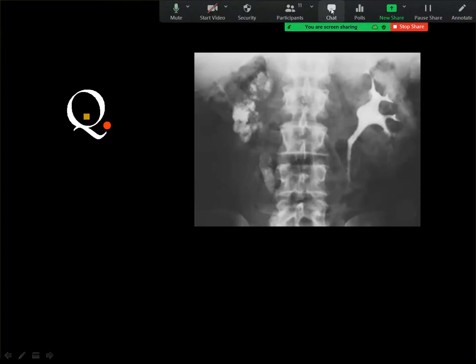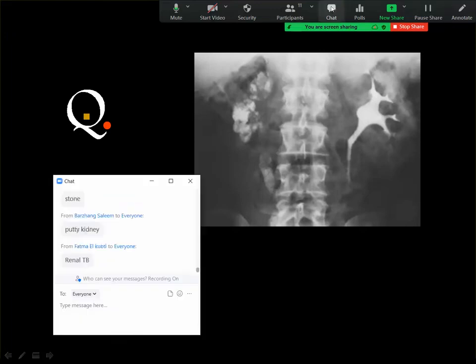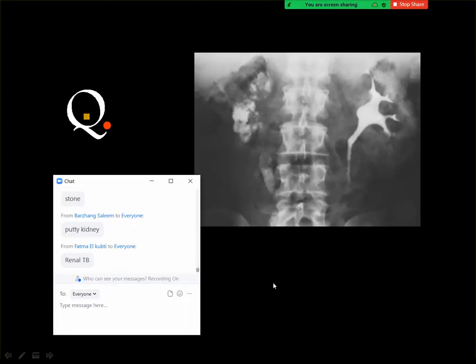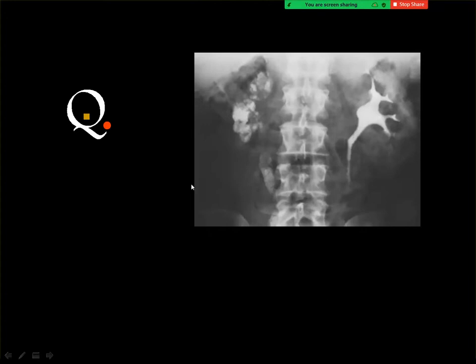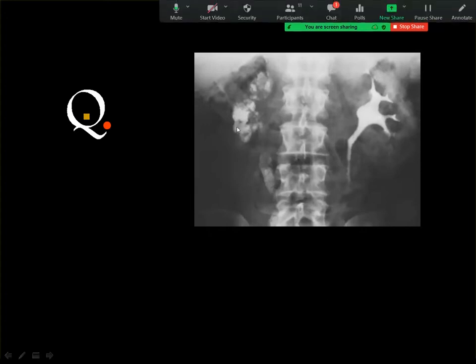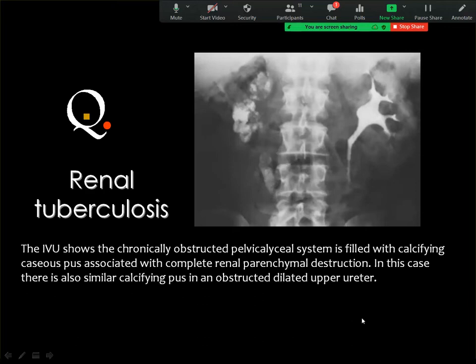And the next case is a film from an IVU series where you got almost normal function of the left kidney, but the right kidney is diseased, and the classic appearance of TB of the kidney or putty kidney because of the extensive calcification within the renal parenchyma and the collecting system, as well as the calcification along the ureter, with some changes on the left side, but less severe, in the form of parenchymal calcification and some amputation or restriction of the calyces. And this is renal tuberculosis.